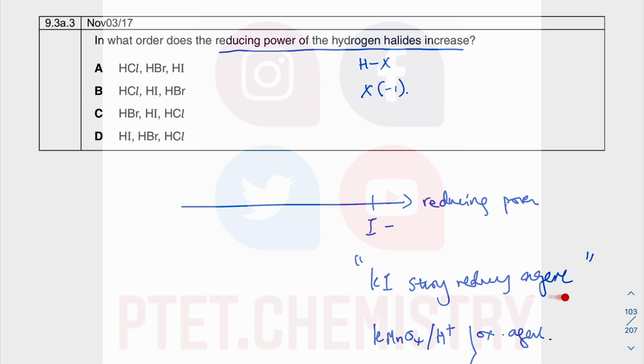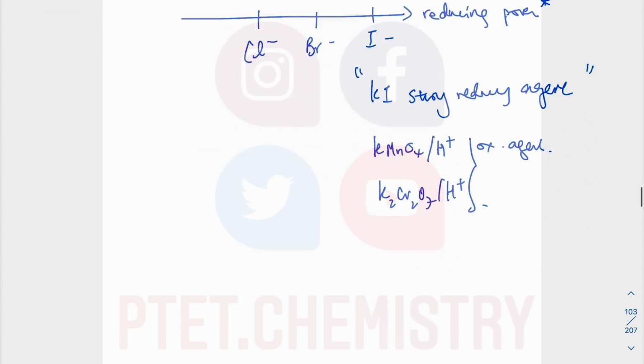So KI is a strong reducing agent, I minus is a strong reducing agent compared to Br minus, compared to Cl minus. So in terms of reducing power increases, it's going to go from HCl, HBr is stronger, HI is an even stronger reducing agent. So that has to be A there. So we're talking about reducing power.